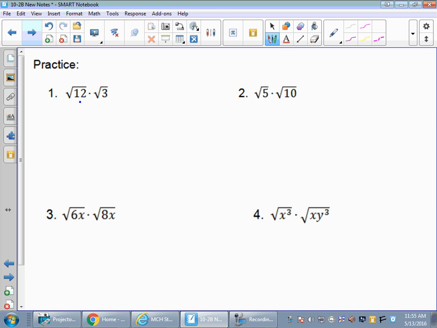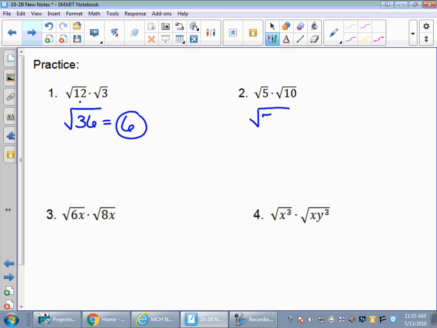When I put these together, 12 times 3 is 36. So rather than looking at two radicals, I can look at one perfect radical in this case. Two irrational radicals actually end up being a perfect square. So 12 times 3 is 36. The square root of 36 is actually 6. So we're simplified completely.